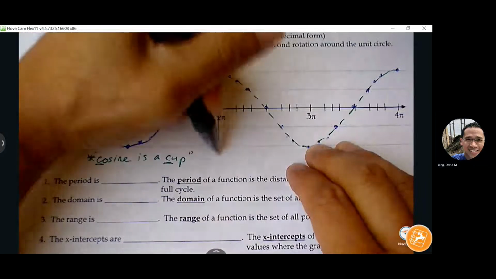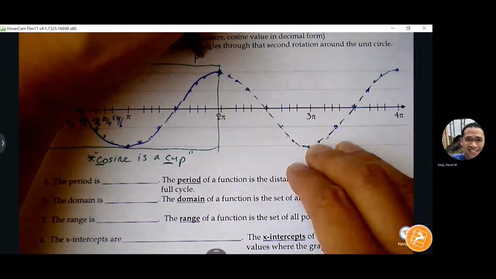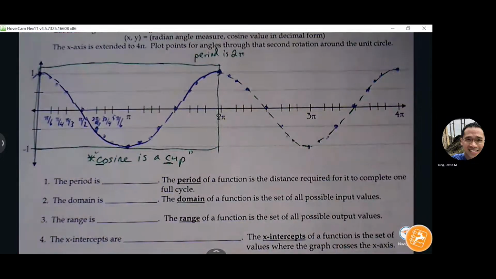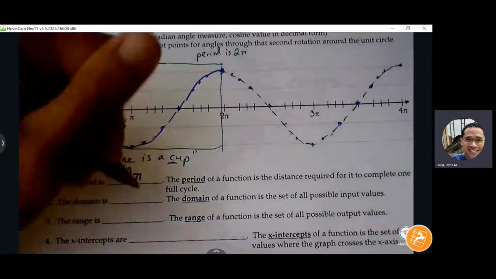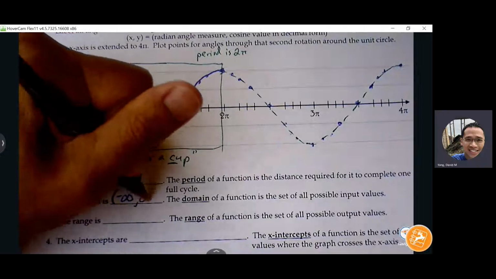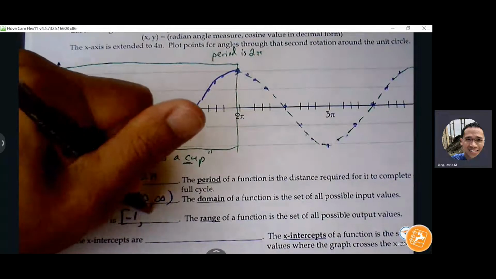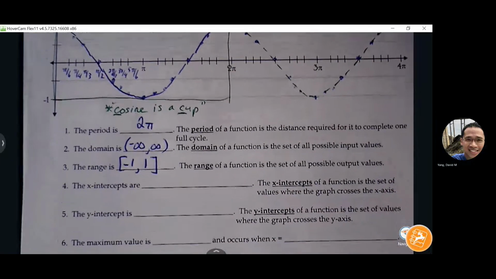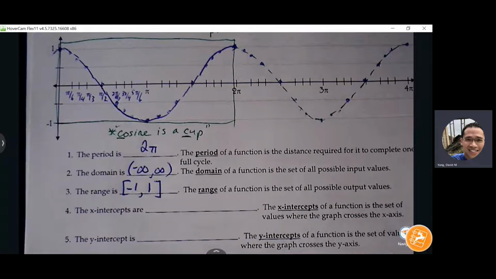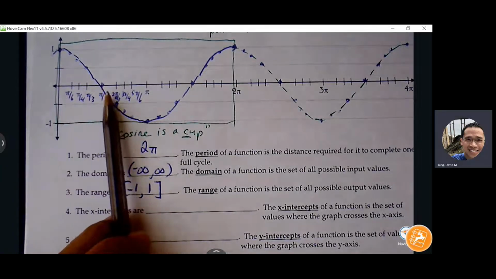Okay, just like before, period cycle is 2 pi. Domain still extends to infinity in both directions. Range is still what? -1 to 1, right? It just hits those peaks and valleys in slightly different spots than your sine graph, but a lot of characteristics are the same. X-intercepts, now instead of hitting at increments of pi, now it's hitting at pi over 2.